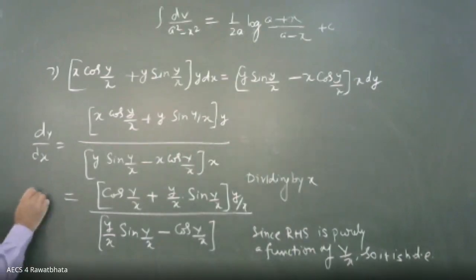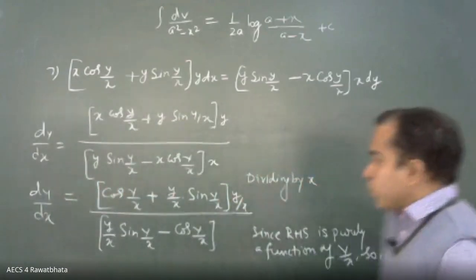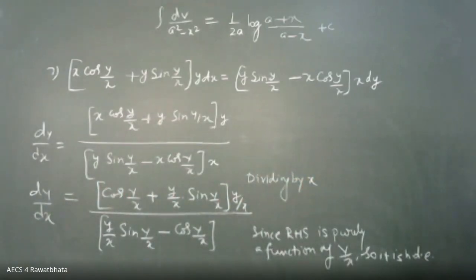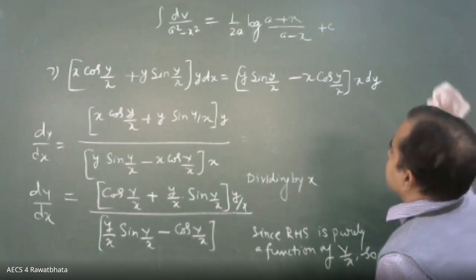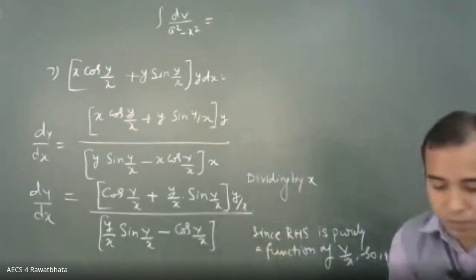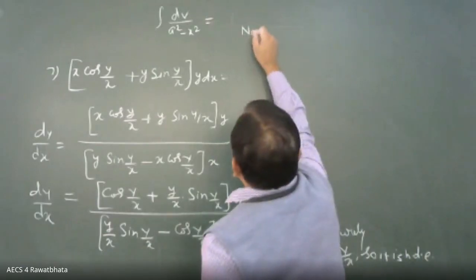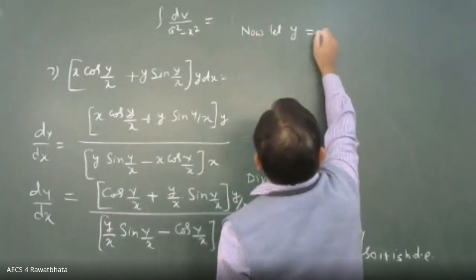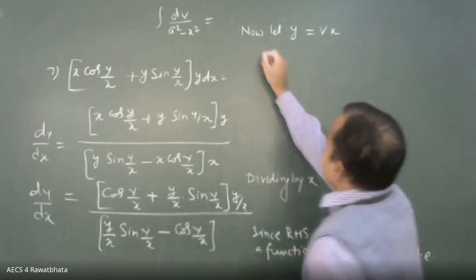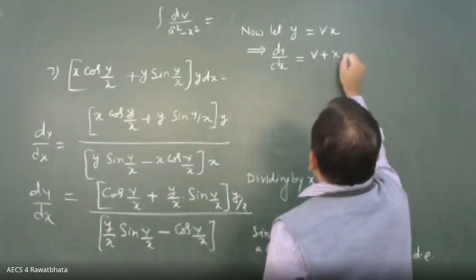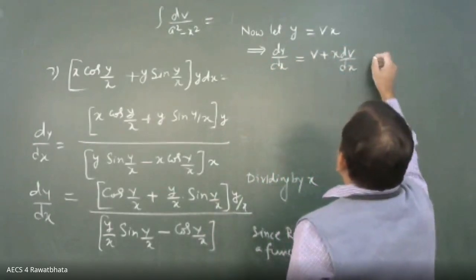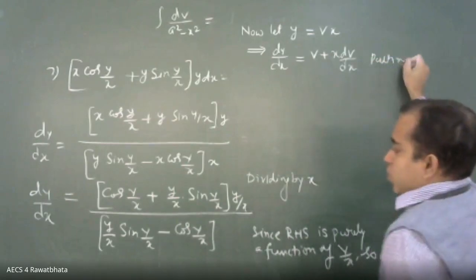So now to solve it, let us substitute. Let us write y as vx. Okay. यहाँ पे लिख रहा हूँ. Now let y equal to vx. This will give me dy upon dx equal to v plus x dv upon dx. Let us put in the equation.